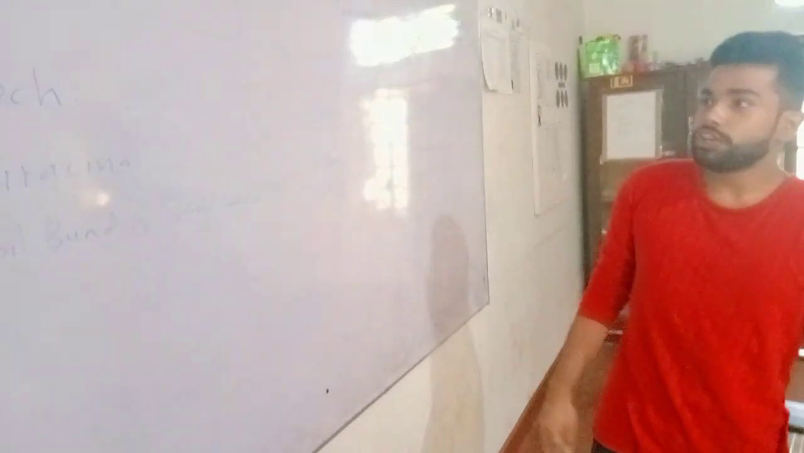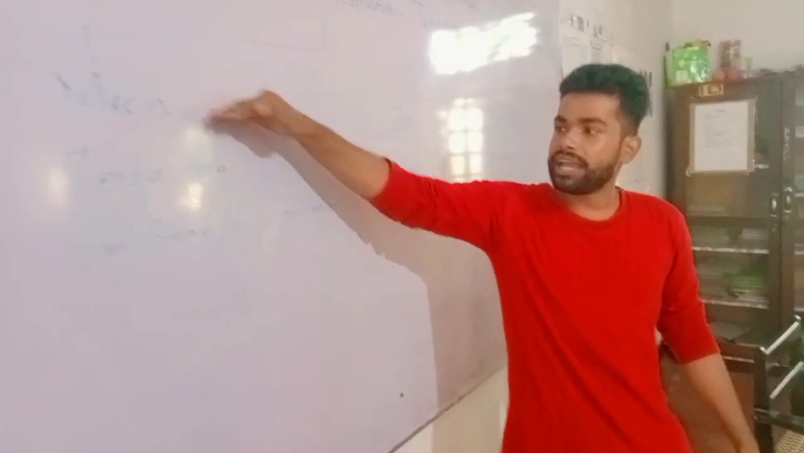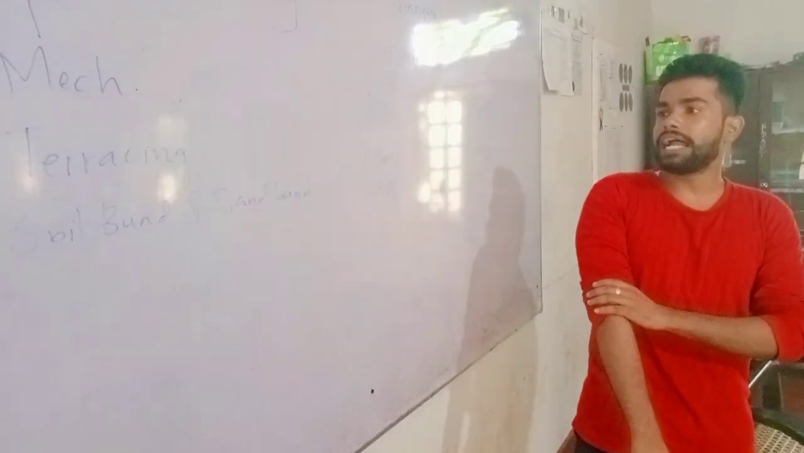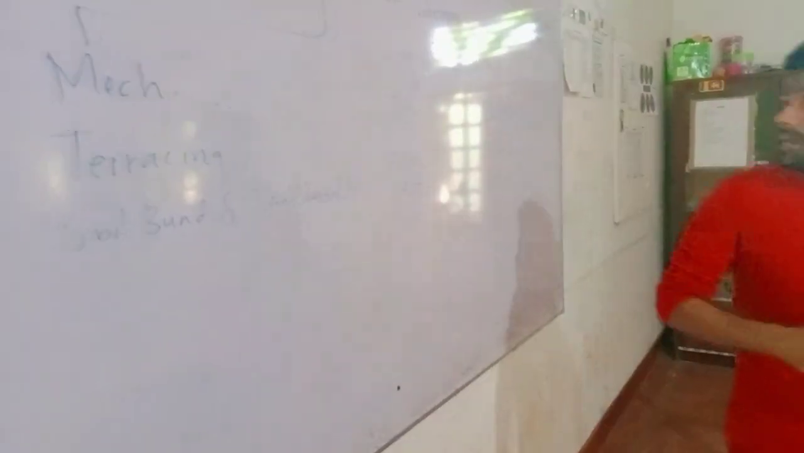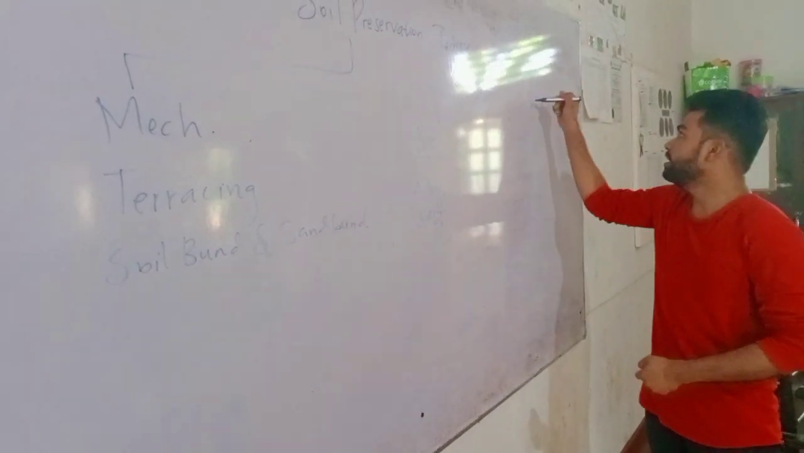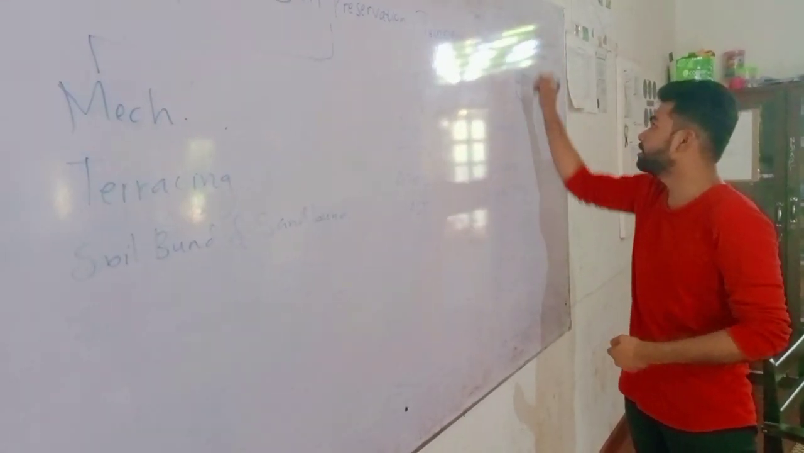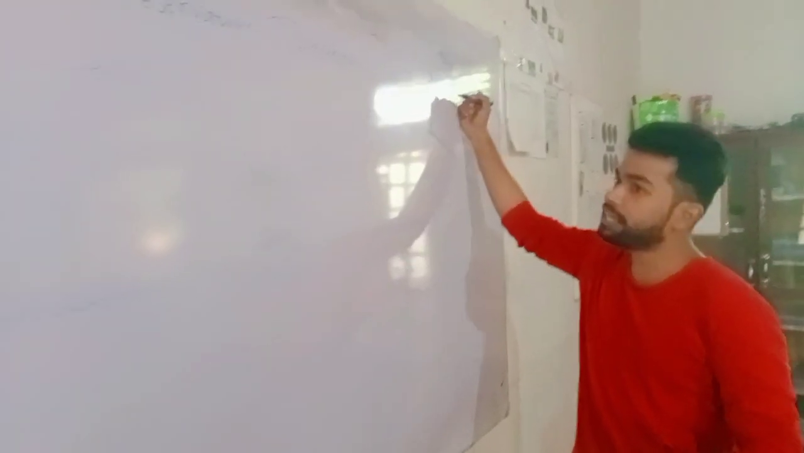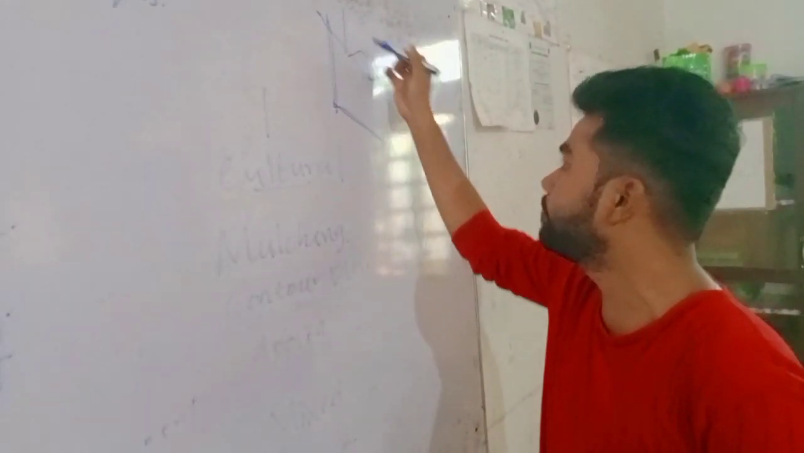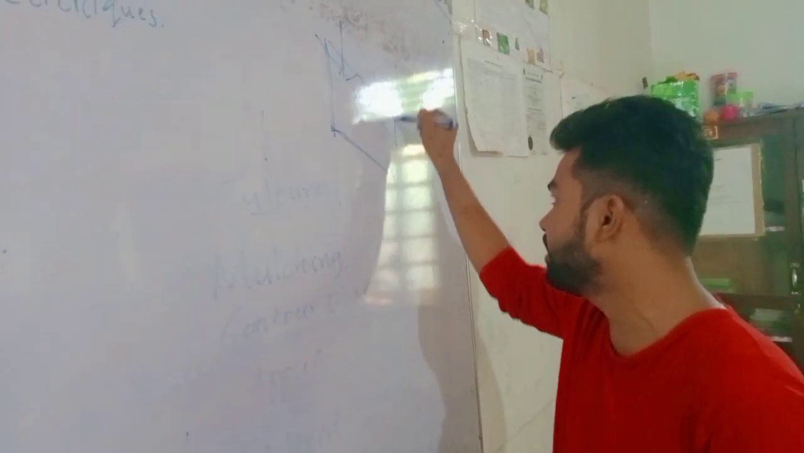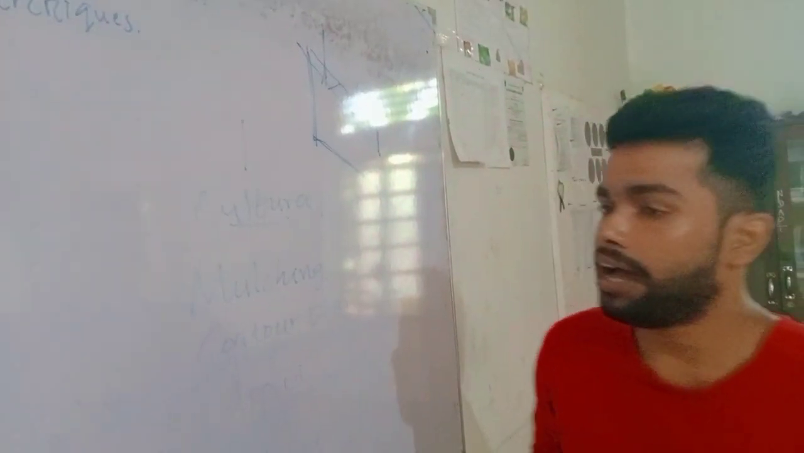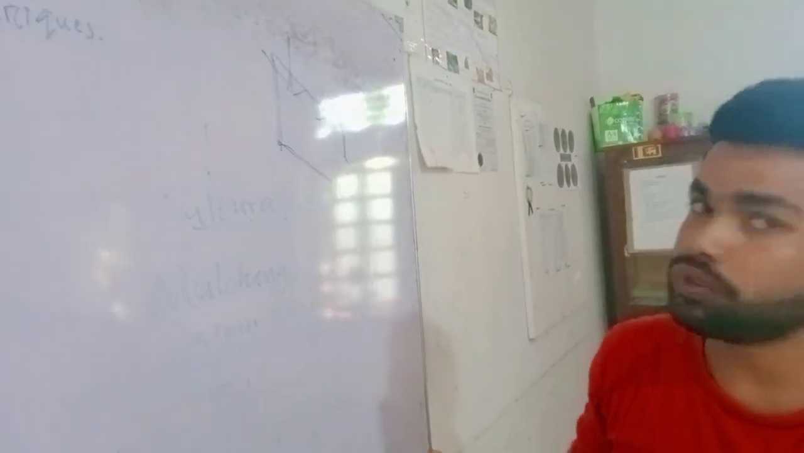First of all, we need to classify the mechanical techniques. Under the mechanical techniques, the first one is terracing. Mostly in hill areas, where there is sloping land, we can cultivate the plants step by step. Here big trees, hedges and grasses can be cultivated step by step. Due to that, the soil can't be lost and can't erode.